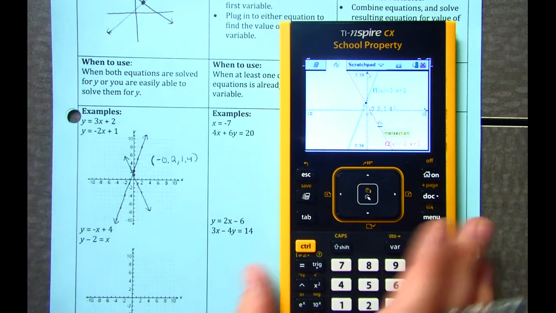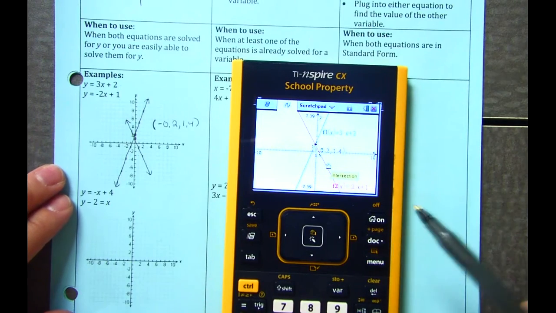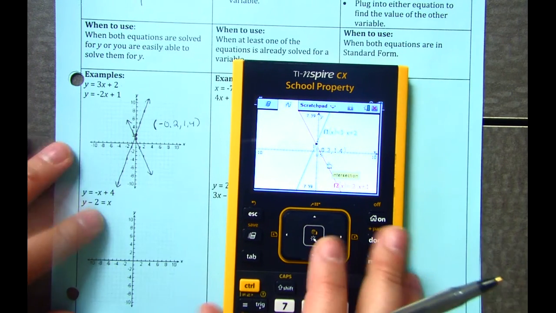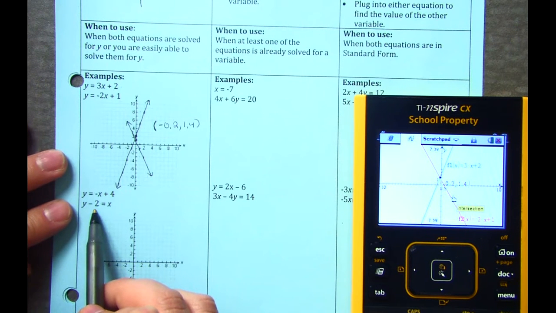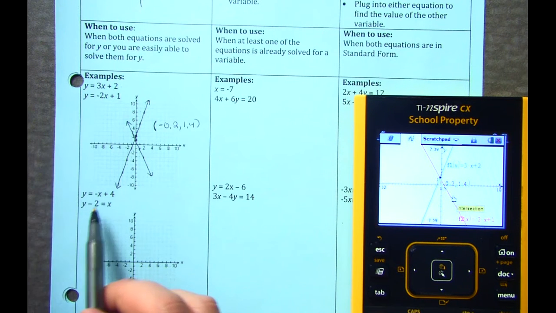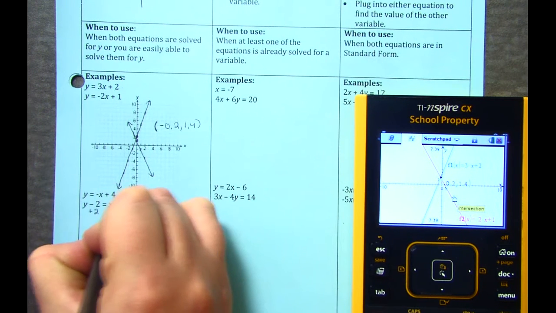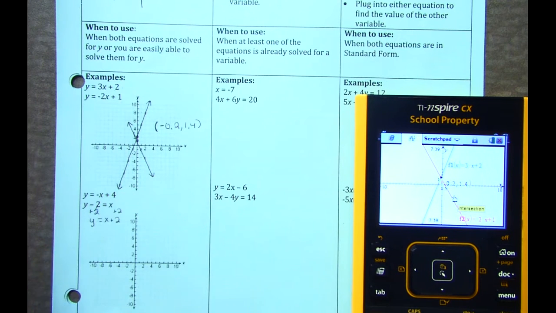Okay? Let's come down here. Let's do the second one. We have y equals negative x plus 4, and we have y minus 2 equals x. I cannot put this into my calculator. I can't really even graph it yet until I make this into slope-intercept form. So I'm going to have to add 2 to both sides. So I really have y equals x plus 2 right now.